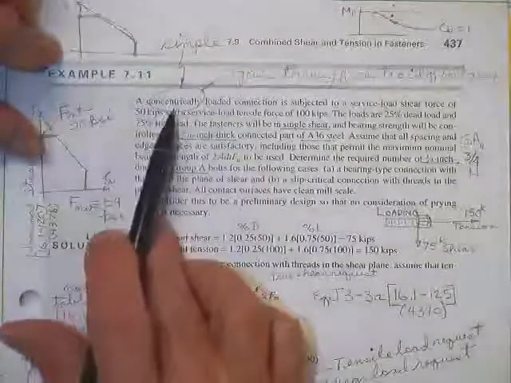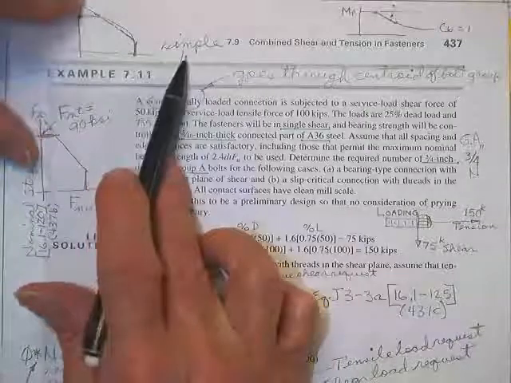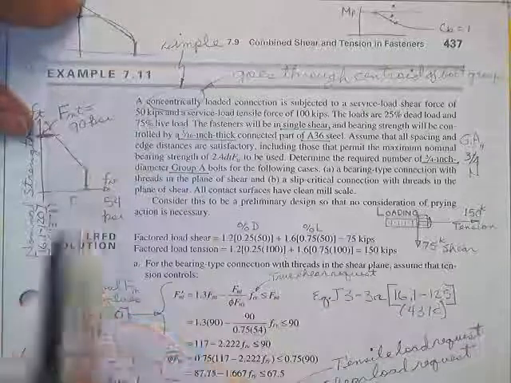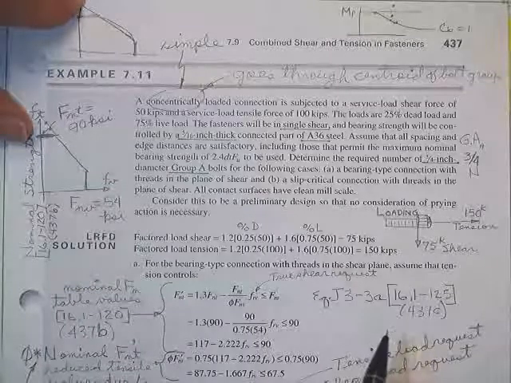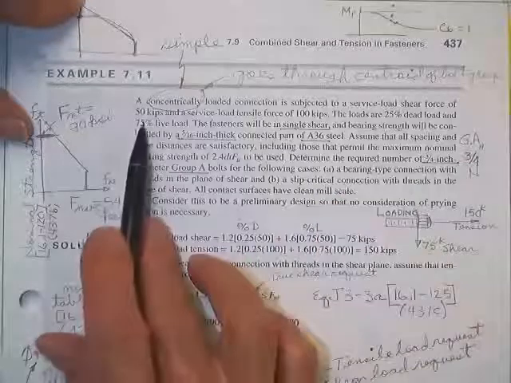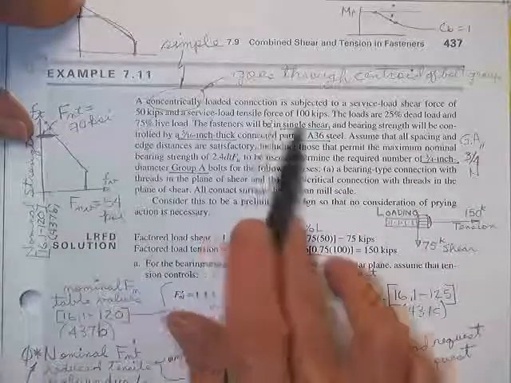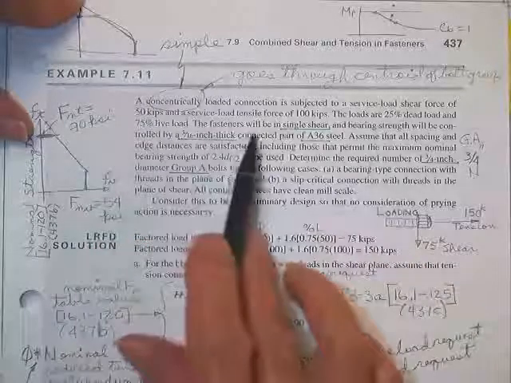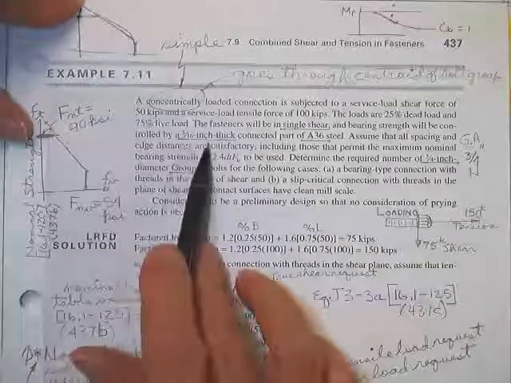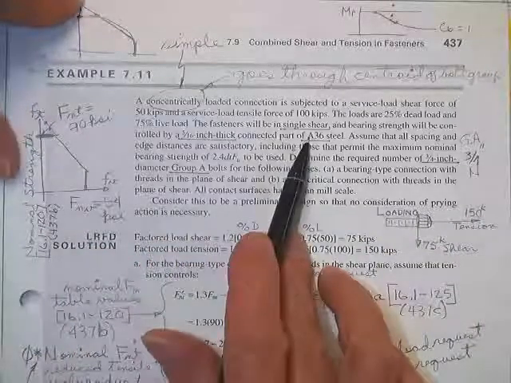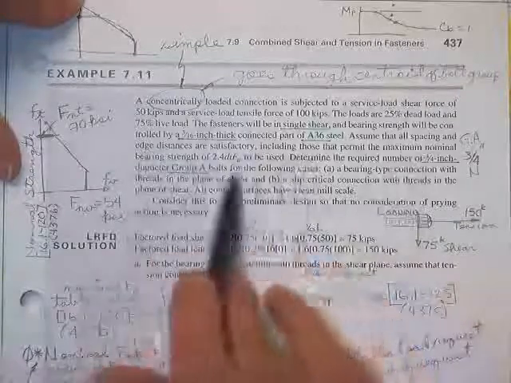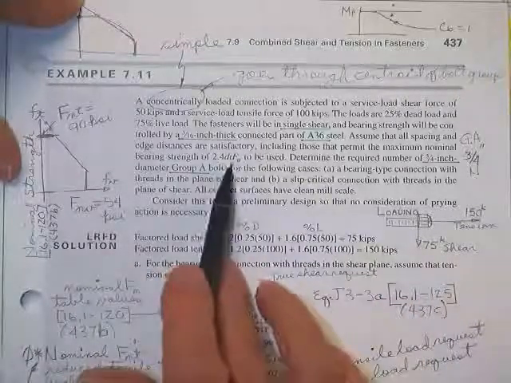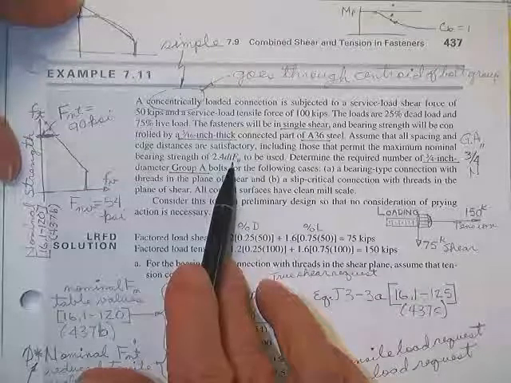Design. Consider a concentrically loaded connection. They call that a simple connection. It is a connection like the one you and I just did, where the load runs through the centroid of the connection, through the centroid of the group of bolts. Subjected to a service load of 50 kips shear, 100 kips in tension, the loads are 25% dead, 75% live. Fasteners are in single shear, bearing strength will be controlled by a 5/16-inch thick part made out of A36 steel. Assume all spacing and edge distances are okay, including the maximum edge distances. You can have full crushing strength. We're going to make the little plugs long enough so they don't control.